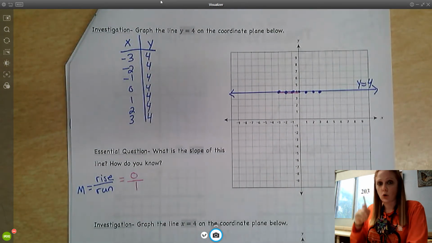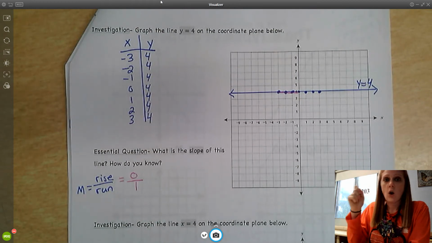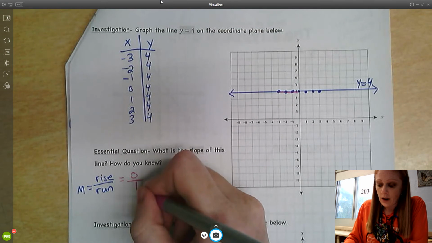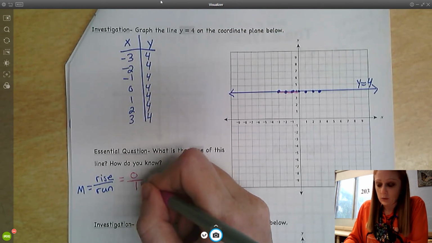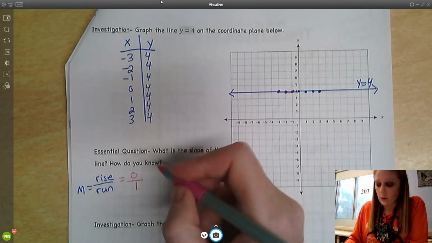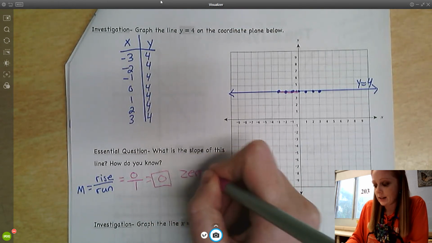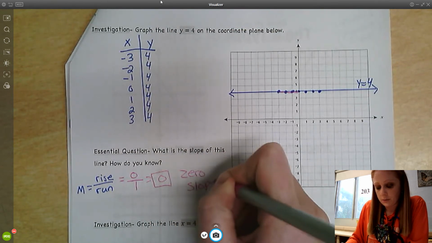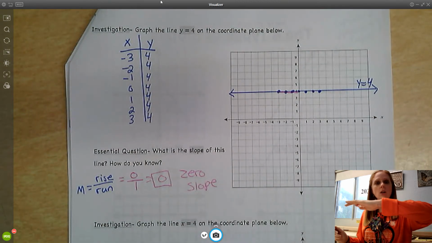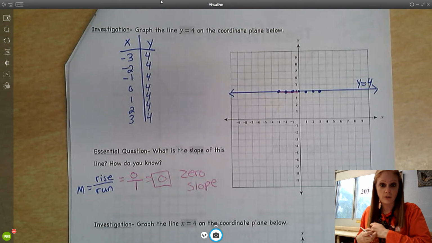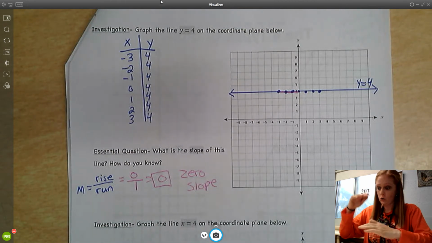Every single point, you don't have to go up or down at all, so 0 over 1. You have to run 1 box over. 0 divided by 1, well, if you take 0 and divide it by anything, you're always going to get 0. So this line has a 0 slope. Try to remember horizontal lines have a slope of 0. It's just a flat line. Mountains have slopes. This is just 0.